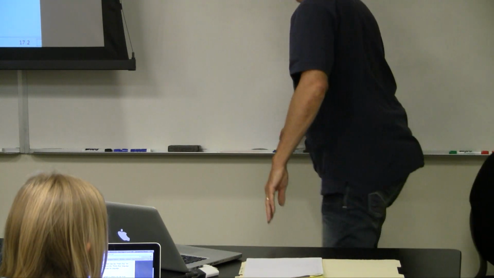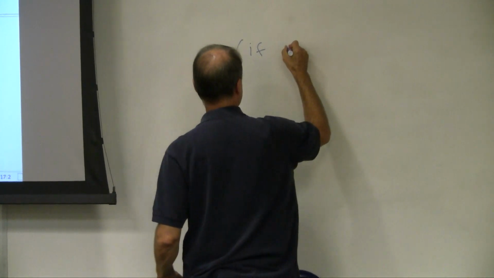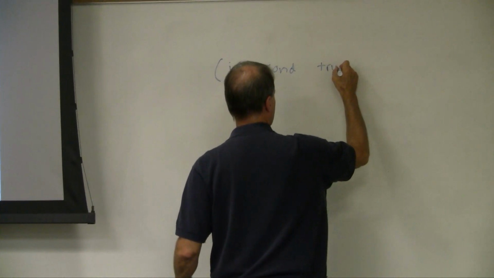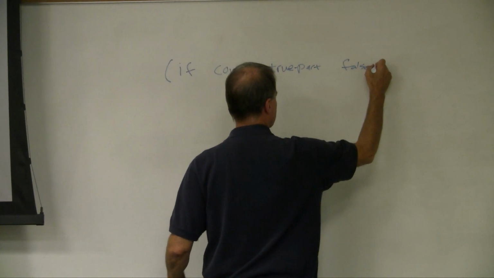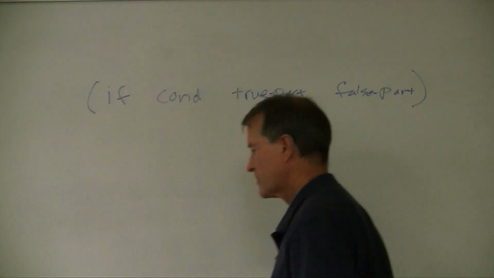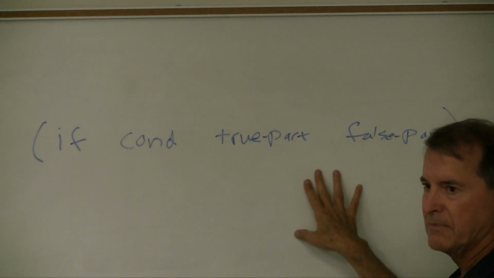Chris, did you have a question? Yeah, I'm still kind of confused on why the true returns 5 and the false returns 7. Okay, let's take a look at the board. Look, all if statements are like this: if, condition, true part, false part. So this is always the shape of an if statement in Scheme, in Lisp.